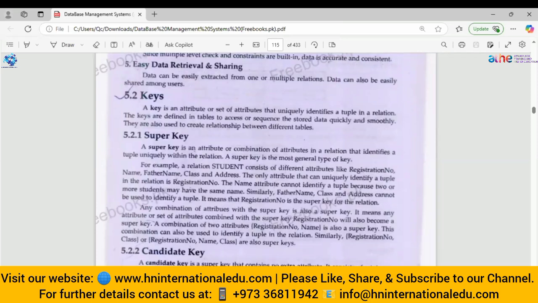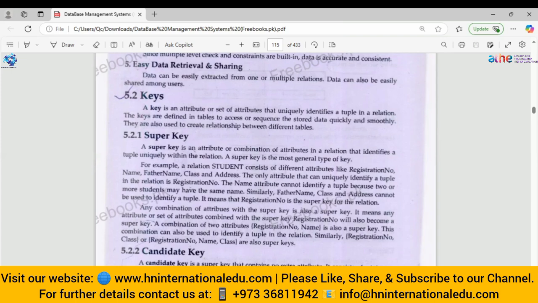So the first type of key is the super key. What are keys? Keys are the unique attributes which are used to identify a table or a column. If you remember in the last lecture, we created different columns and a table in the Oracle database. So if we want to uniquely identify those columns, we assign them different keys. So the first type of key is the super key.